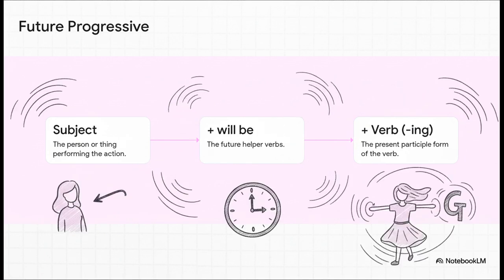And honestly, the future progressive is even easier because there's less to remember. You've got your subject, then you always add will be, and then you tack on your ing verb. The girl will be spinning. It's a clean, reliable pattern you can use every single time.